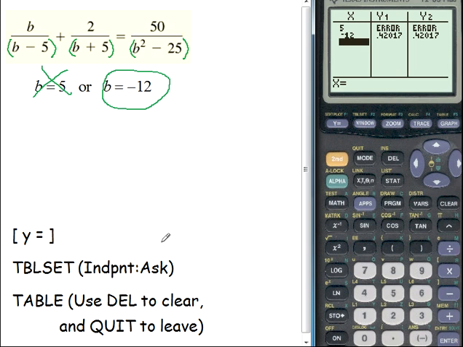All right, let's go back over what we do here. We use the y equal key after putting the parentheses around expressions that needed parentheses, we enter y1 for the left side, y2 for the right side. And then we go to the table set, make sure it's set for independent variable to ask, and then we go to table and enter our answers one at a time and see if they check. And if we get an error message, we verify that that made one of the denominators, at least one, equal to 0.